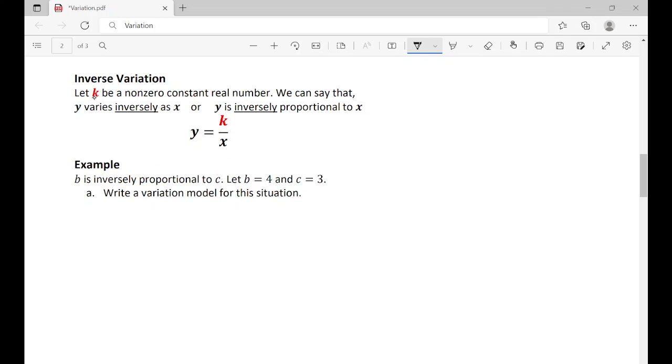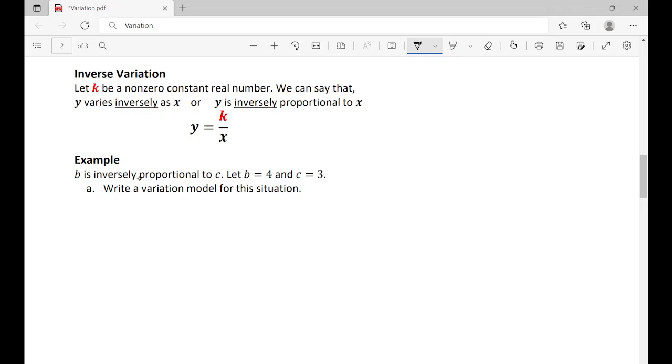Inverse variation. Again, let k be a non-zero constant real number, and we can say that y varies inversely as x, or y is inversely proportional to x. So an inverse variation formula is going to be y equals k over x.